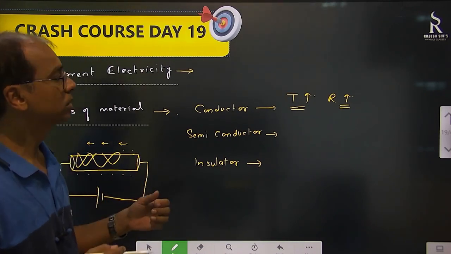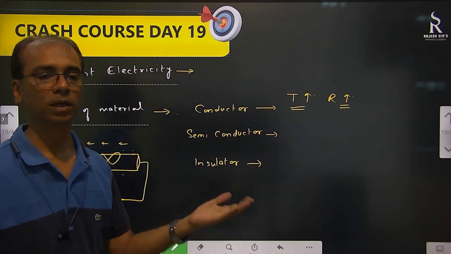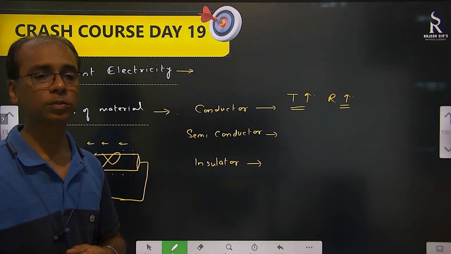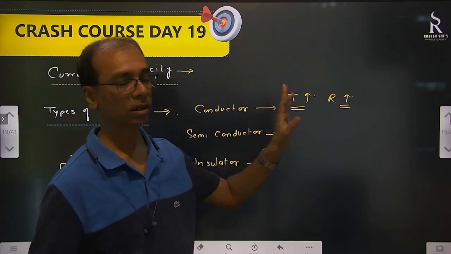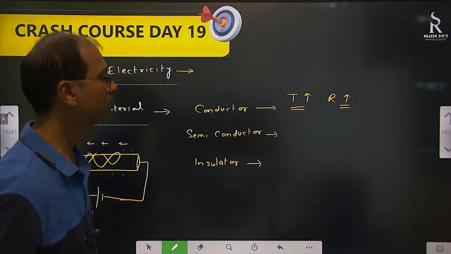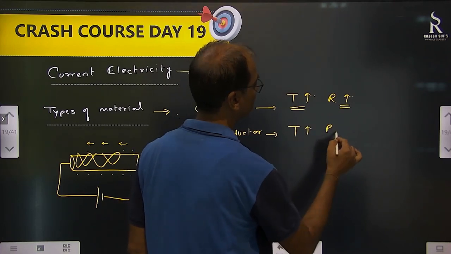So we say that because temperature is increased, resistance also increases, because we are going to get less motion of electrons. Okay, so increase in temperature increases resistance. But in a semiconductor, the opposite thing happens. If you increase the temperature, here resistance decreases.